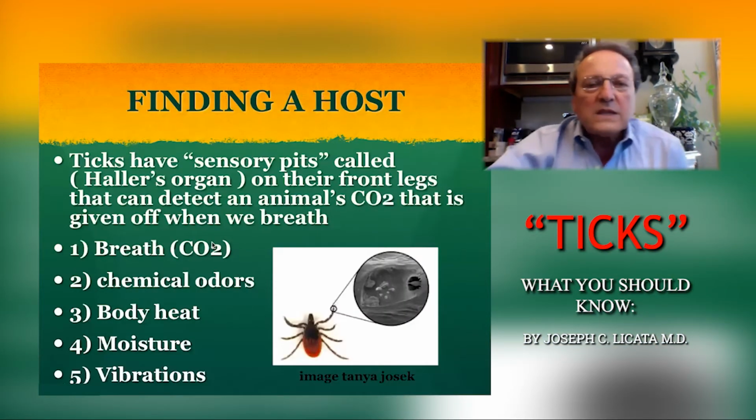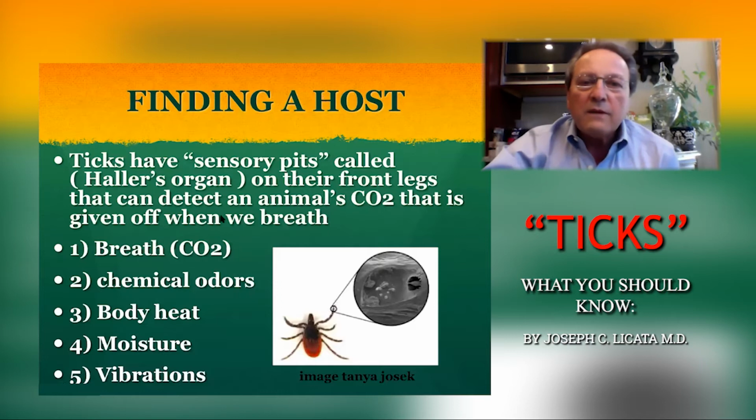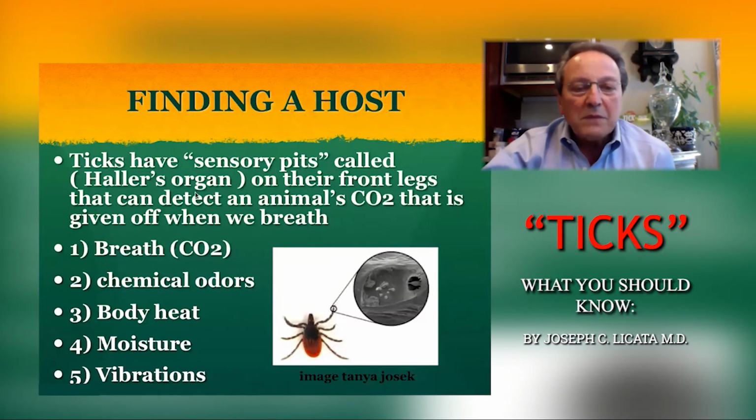So how do ticks find their host? Well, ticks have sensory pits called Haller's organ on their front legs that can detect an animal's CO2 that is given off when we breathe. So they can detect our breath, they can detect chemical odors, body heat, moisture, vibrations.